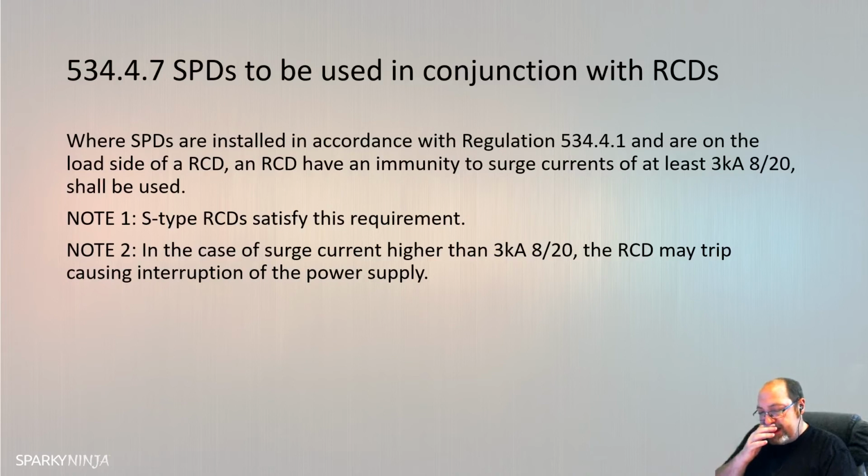534.4.7, SPD installation in conjunction with an RCD. If an SPD is installed in accordance with 534.4.1 on the load side of an RCD, the RCD must have an immunity to surge currents of at least 3 kA. Type S time delay RCDs will achieve that.